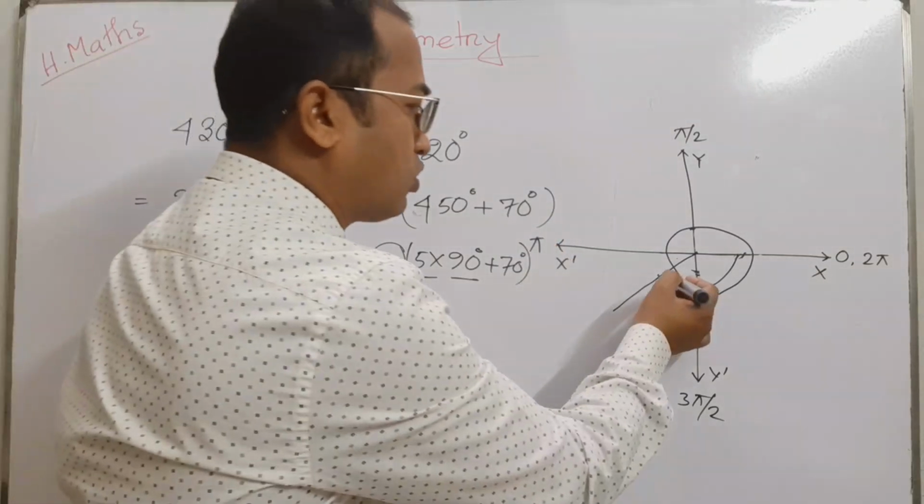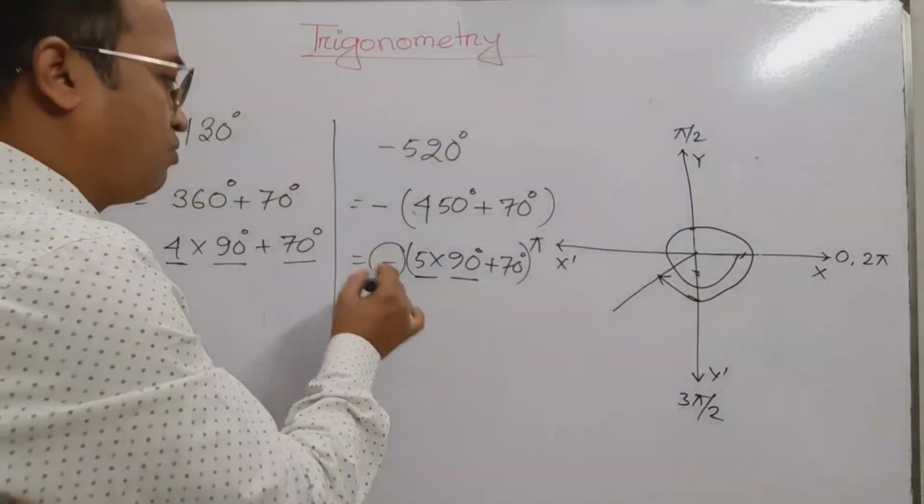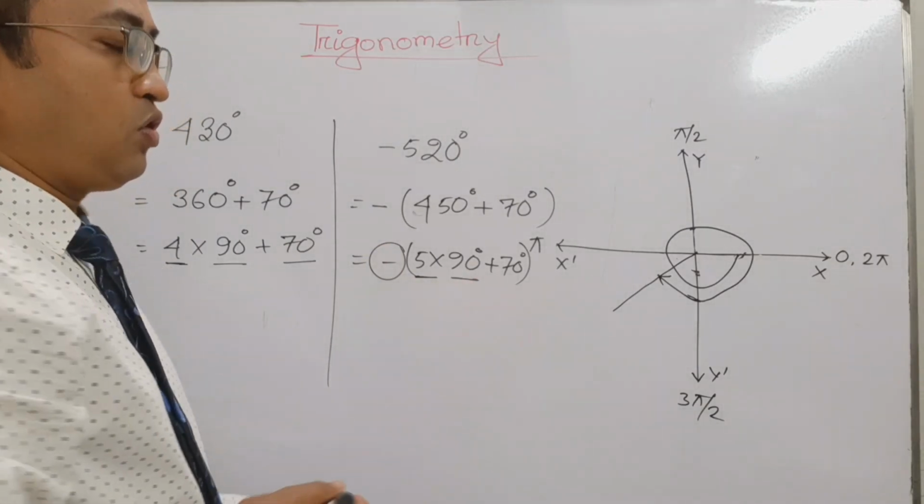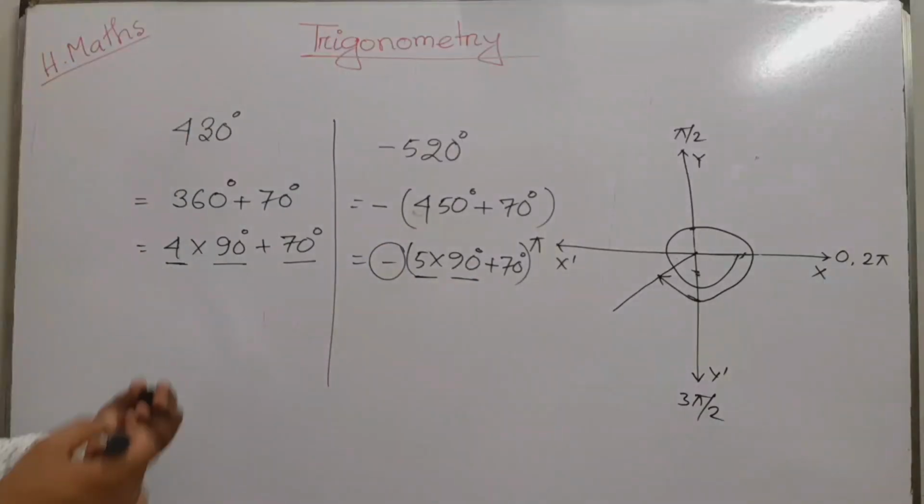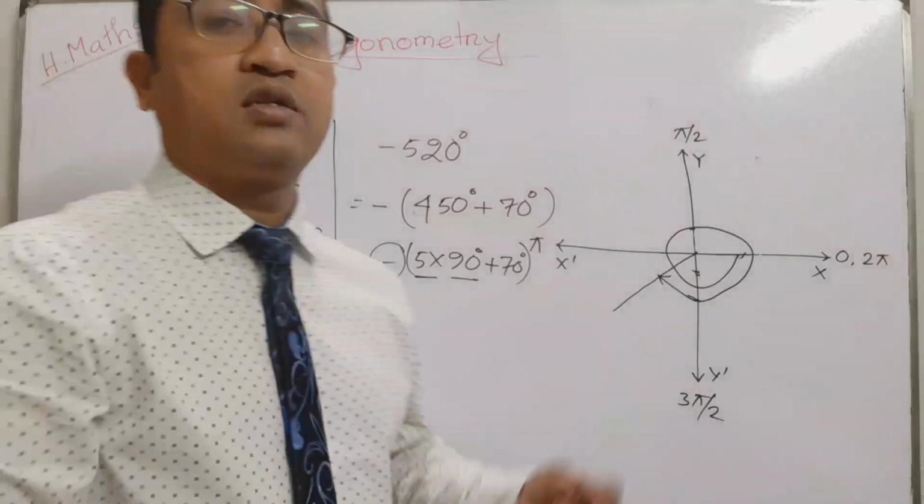Why do we go clockwise? Because this is minus, so we go clockwise. Like this, we can find out any angle in this quadrant.